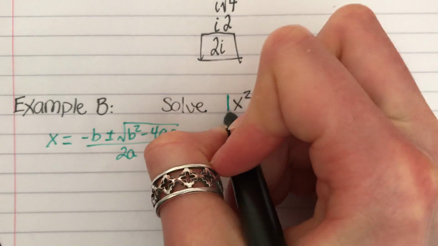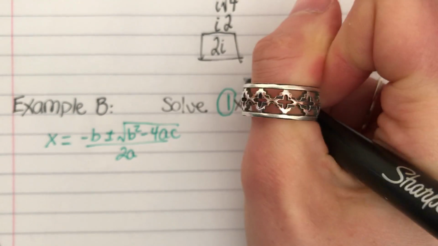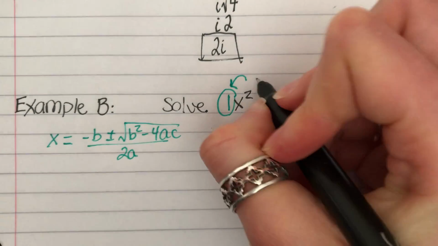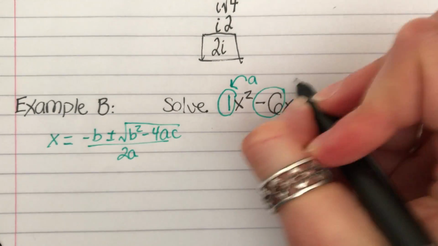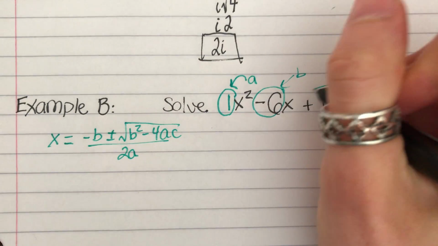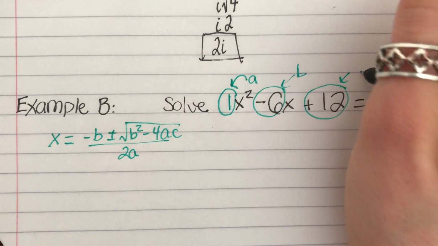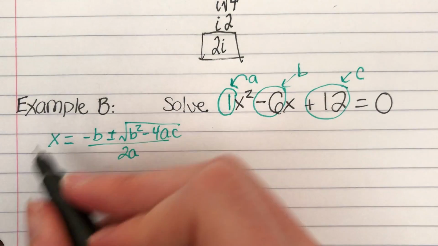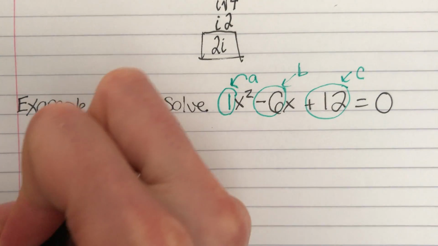Now I just need to figure out what a, b, and c are in this problem. There's no number here, so I know that coefficient will be a 1, so that will be a. -6 will be b, and +12 will be c. Now that I've labeled those, I can figure out what x will be equal to.